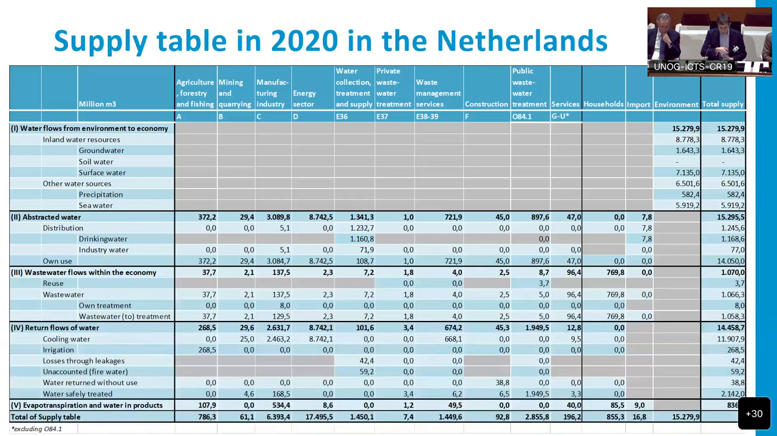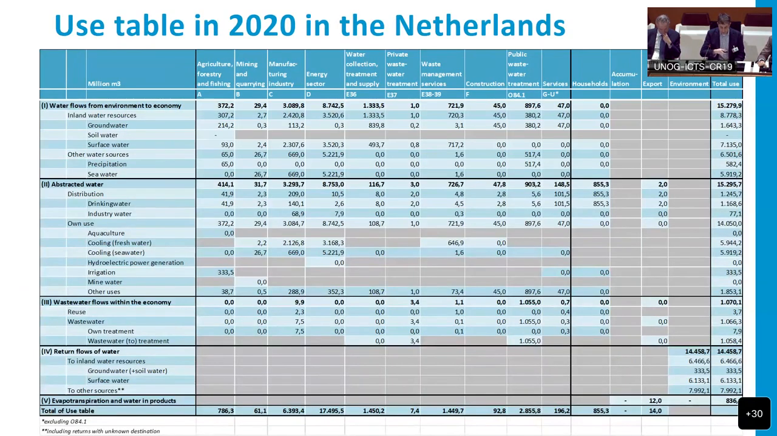Now I come to the results. Well, these are the accounts. I will not go into much detail. So, of course, we have a supply table and a use table. This is too big a table, of course. You cannot read it. But, basically, these are the physical supply use tables for water according to the Eurostat format. And as you can see, we were able to fill almost all of the cells. One exception is soil water. That is something we still have to work on if you want to add that. But basically, we can compile the full set of supply and use tables.